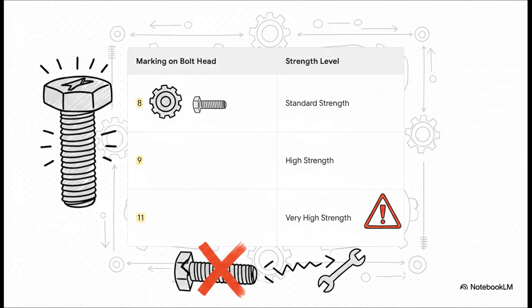But listen, not all bolts are created equal, not by a long shot. See those numbers on the bolt head? They're not just random. They're grade markings, and they tell you exactly how strong that bolt is.